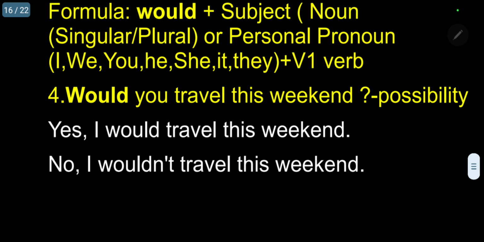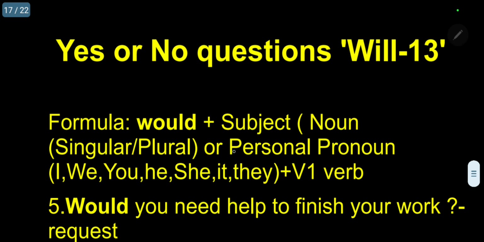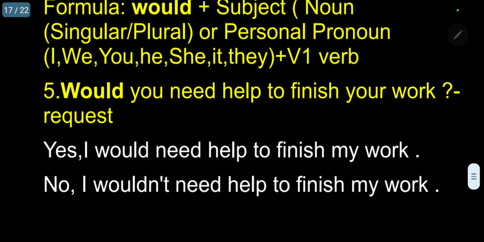Possibility. Would you travel this weekend? Yes, I would travel this weekend. No, I won't travel this weekend. Two possibility. Next question.